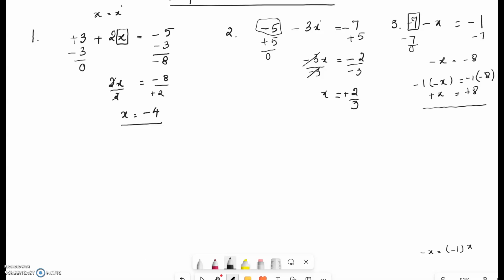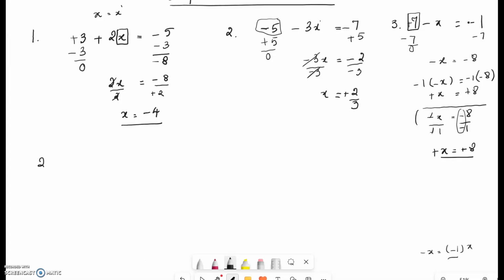Now let me show you an alternative. Negative x equals negative 8. So I'm going to divide both sides by negative 1, because negative x is the same as negative 1 times x. So that's negative 1. Negative times negative is positive. Negative divided by negative, you also get a positive x, equals negative over a negative is positive 8. So either way, you get the exact same answer.